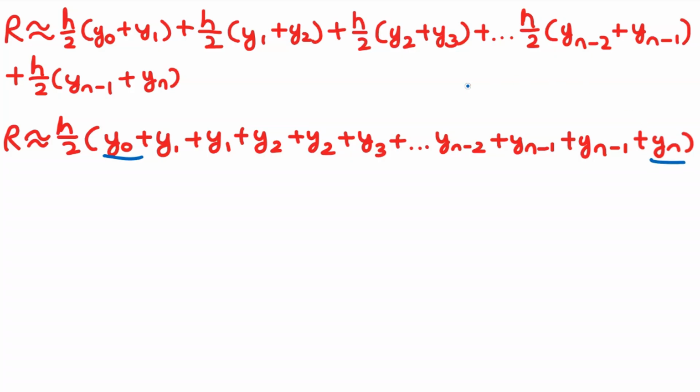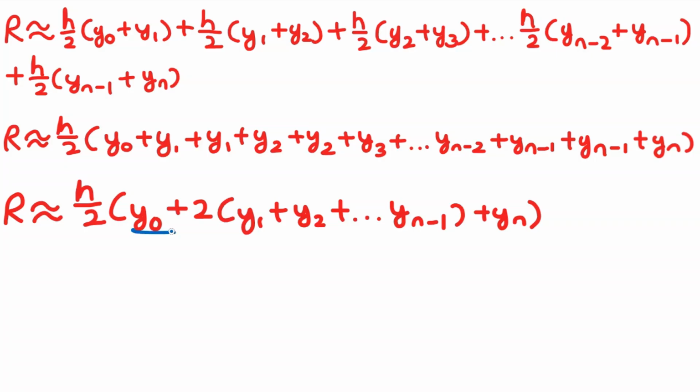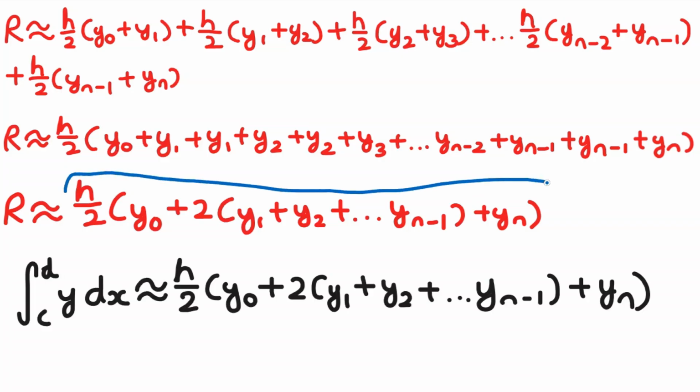So therefore we can simplify this formula and write it as h over 2, and then we've got this singular y0 here, and then plus 2, and then all of these y values here, and then plus the singular yn at the end. And then this is the formula for the trapezium rule here, and this is given to you in the formula booklet, so you'll have access to it in the exam.